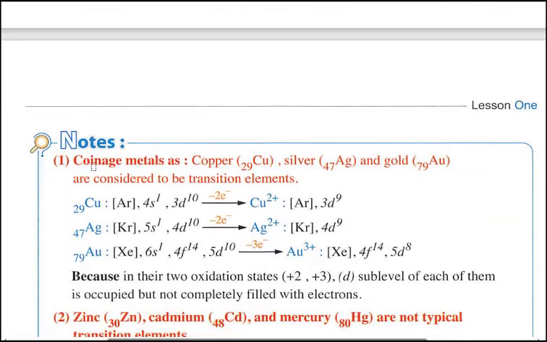According to that, do we consider copper, silver, and gold main transition elements? Yes. Main transition element means occupied but not completely filled, like copper in +2, silver in +2, and gold in +3. They are not completely filled in one of their oxidation states, so they are considered main transition elements. That means in one of its oxidation states there are electrons in the d sublevel, but not completely filled.